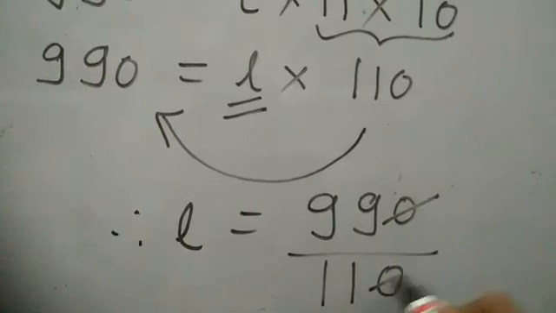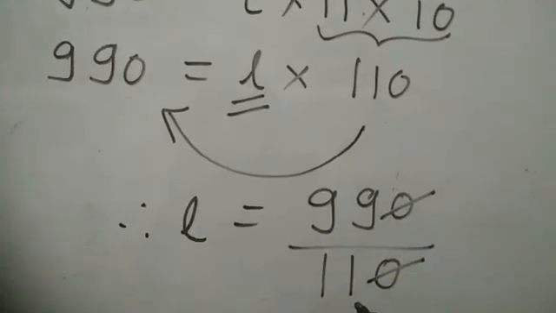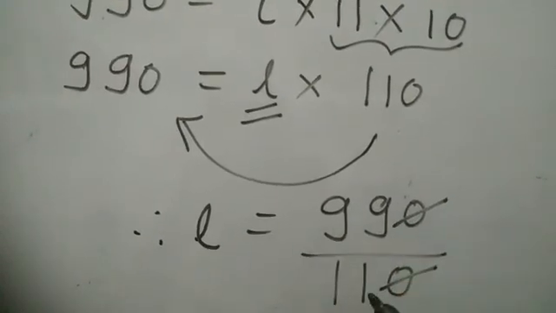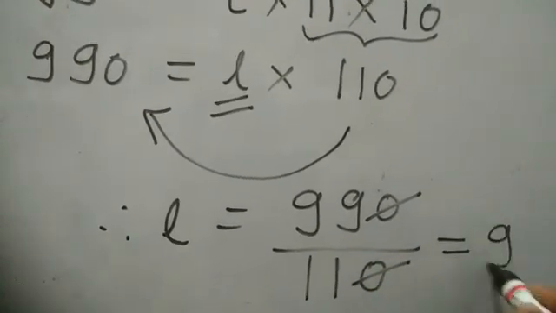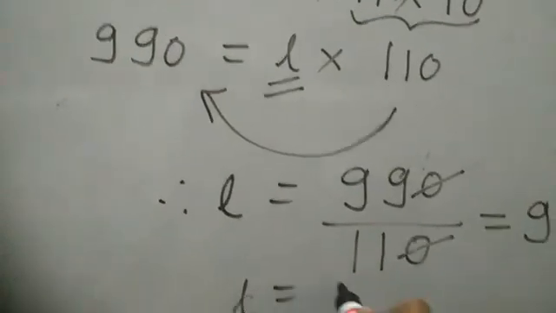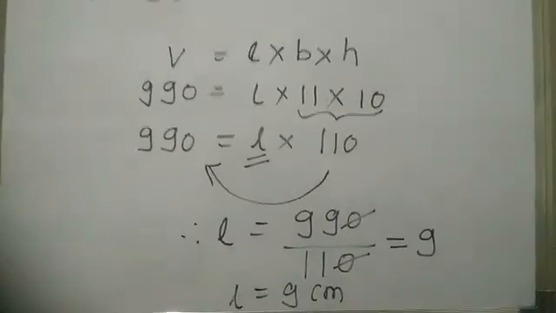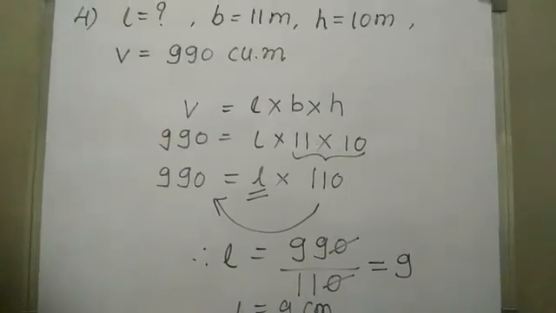Now this 0 is getting cancelled with this 0 and we are left with 99 by 11. Now when you divide 99 by 11, you will get 9. 11 9s are 99, right? Hence, length is equal to 9 centimeter. Similarly, you can do the fifth example given in your textbook.